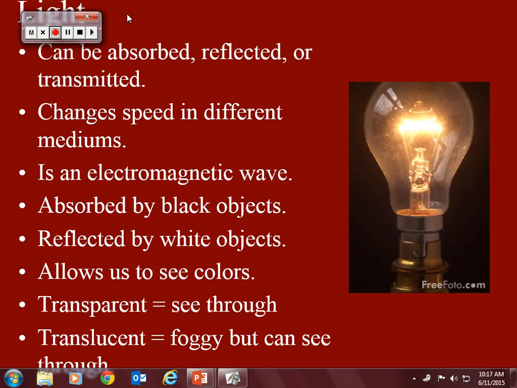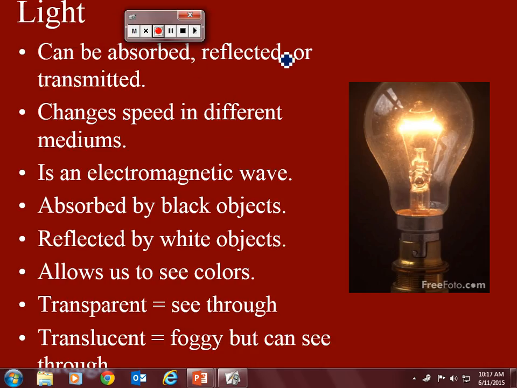Light can be absorbed, reflected, or transmitted, which means goes through. It changes when it hits different mediums. Light slows down when it hits liquid. Remember, we had the pencil or the straw in the water and it looks bent. This is because it slows down when it enters the water.